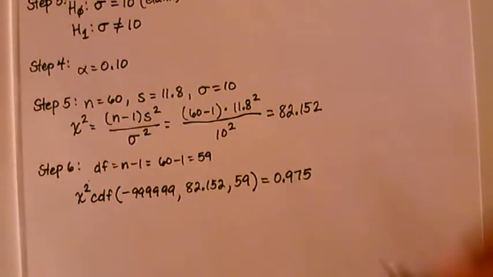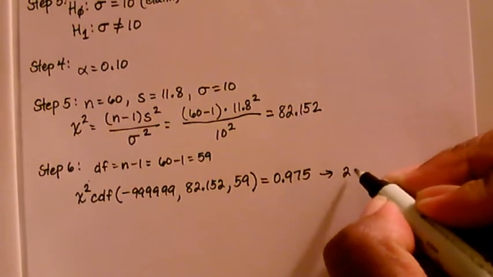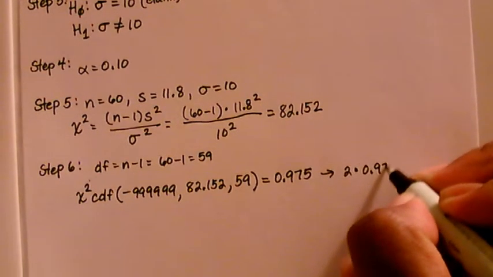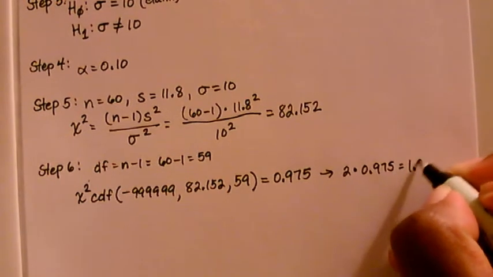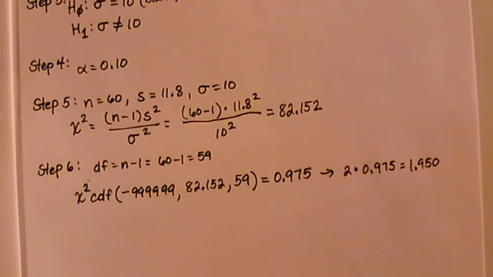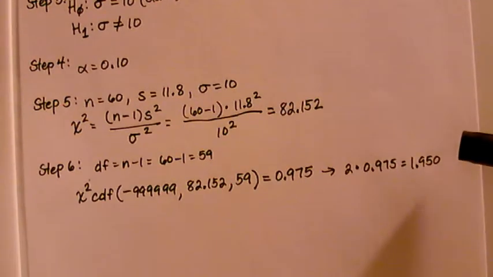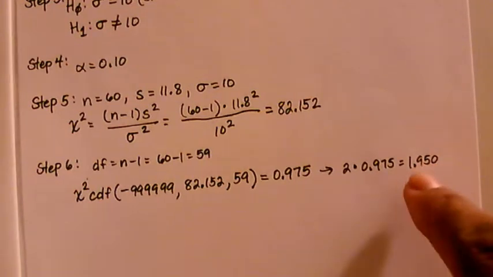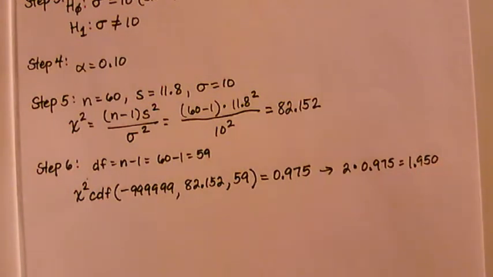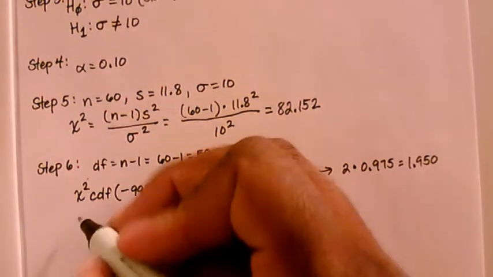But if I take 2 times 0.975, this is what I'm going to get, 1.950, which would not make sense, because the p-value by definition is the probability of getting a test statistic as extreme as the one we obtained from our sample data. Probability can never be bigger than 1. So we know that's not going to work. 1.950 would not be the p-value. So let's try the other one.